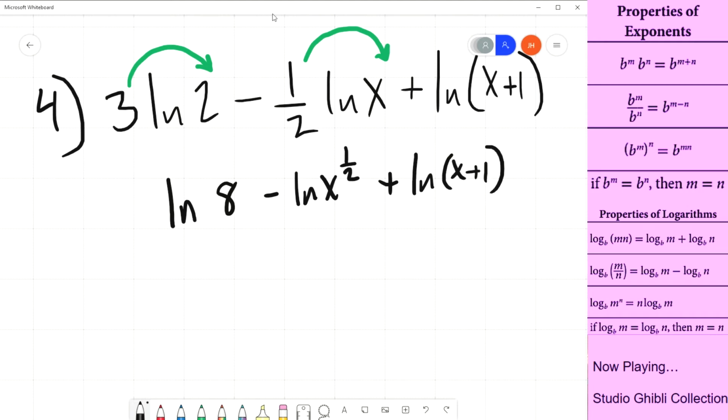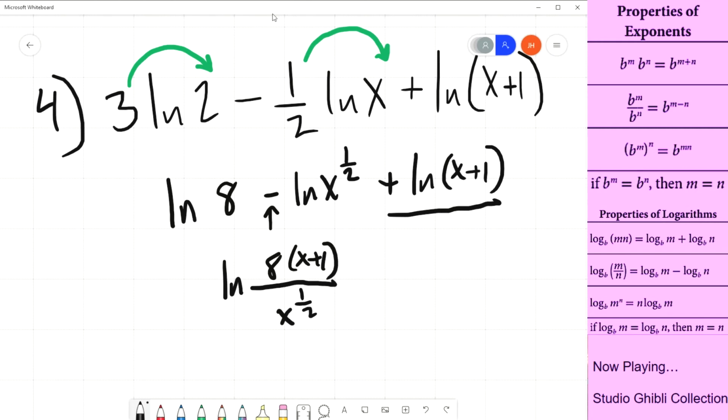What you guys should notice here is that this guy here, the natural log of x to the 1/2, is subtracting, right? Notice that it's subtracting. So it's going to divide, right? So when I combine these, I end up with the natural log of 8, and on the bottom is x to the 1/2. And then ln of x plus 1 is adding, so it will multiply by x plus 1 on the top, right? So that's how I can combine my logarithms.